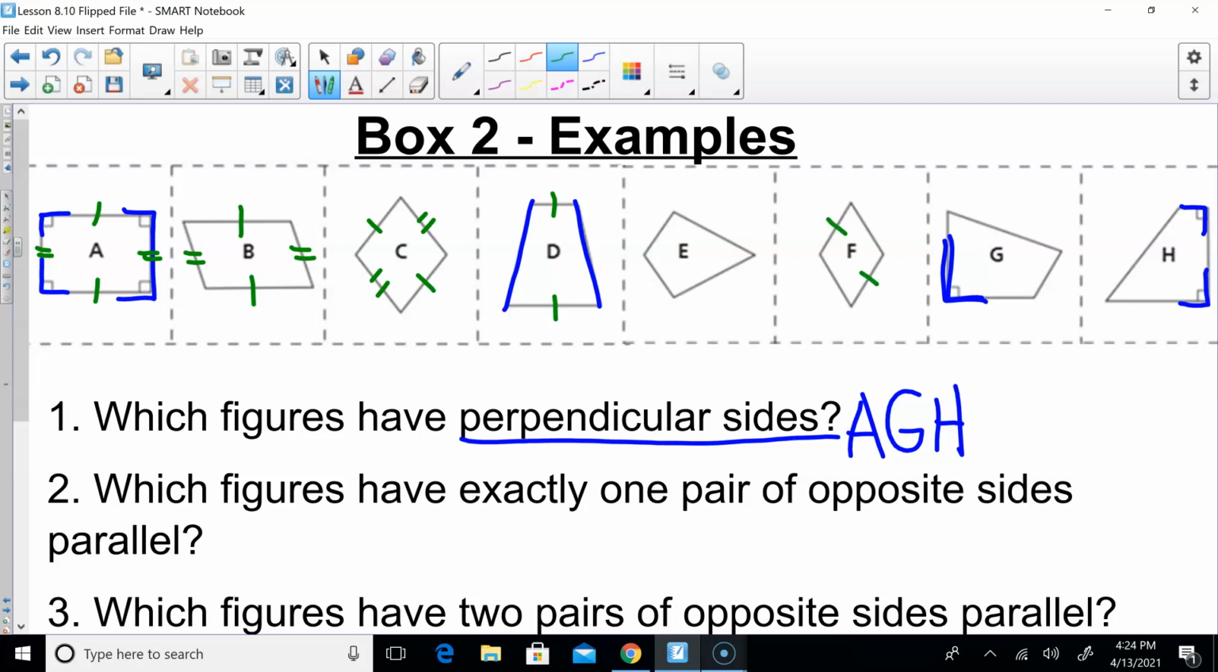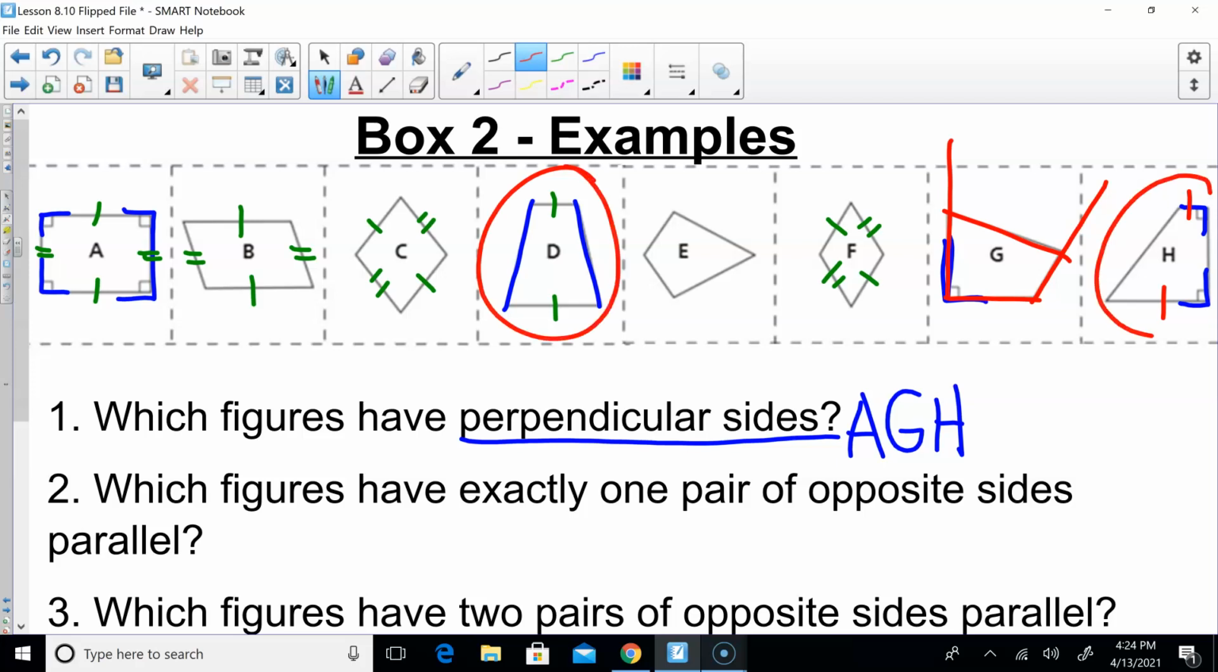F, well, looks like these are parallel and this one's parallel. Do you have any parallel lines in this one? Looks like, no, it looks like these are going to meet up eventually. And looks like this one and this one would meet up eventually. So there are no parallel lines in that one. And here we have this one and this one look parallel, but the other ones don't. So it looks like the ones that have parallel lines are our D and our H.